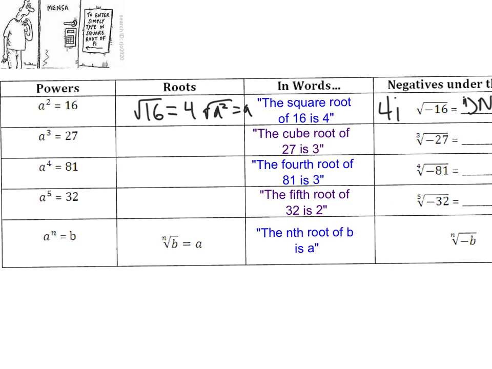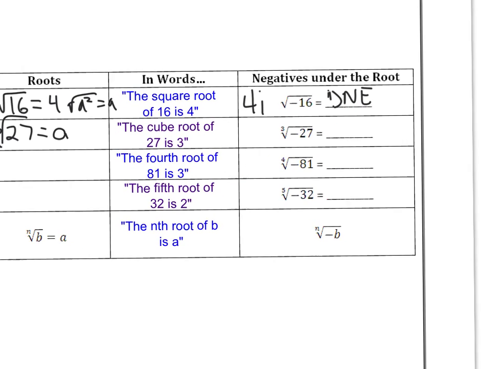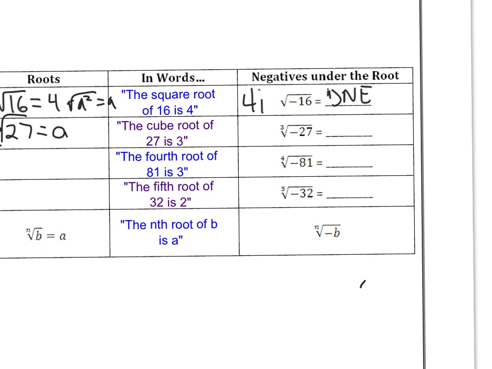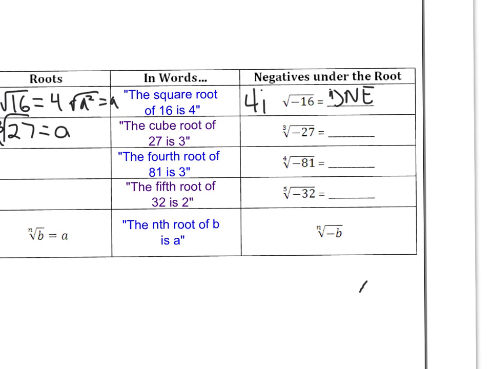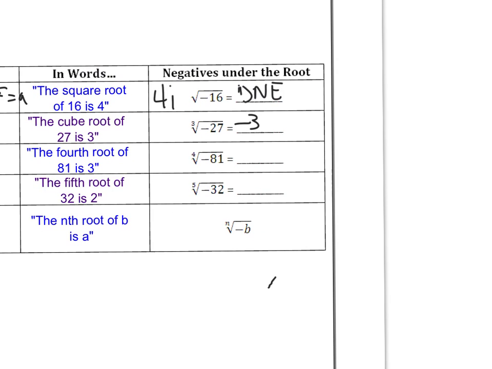So if a cubed equals 27, then the third root of 27 would equal a. So the cube root of 27 is 3. So with negative roots with an odd root like 3, you can still do this. You can still take negative 27. This is actually going to be negative 3, because negative 3 times negative 3 times negative 3 will give you a negative 27, and that's 3 of them.